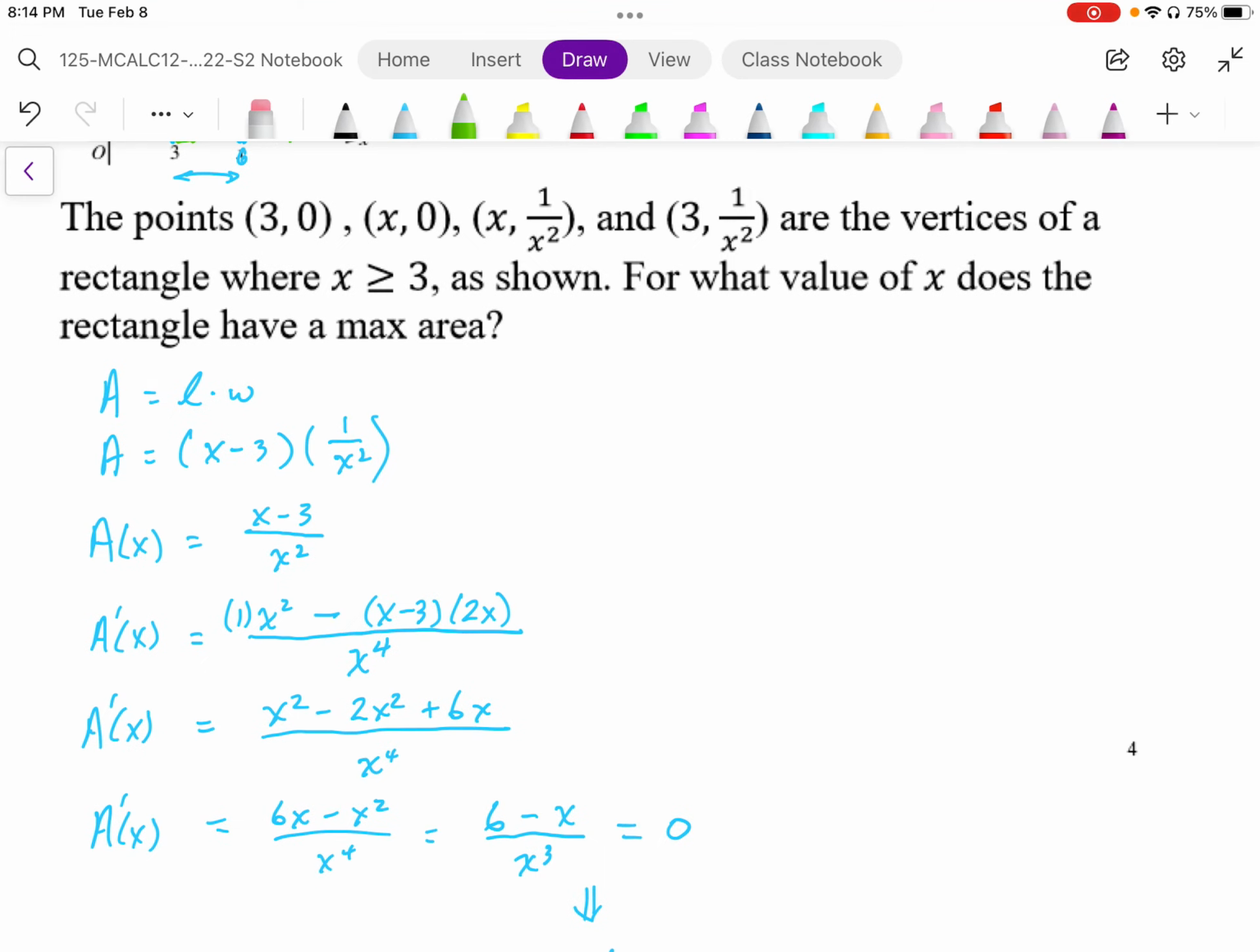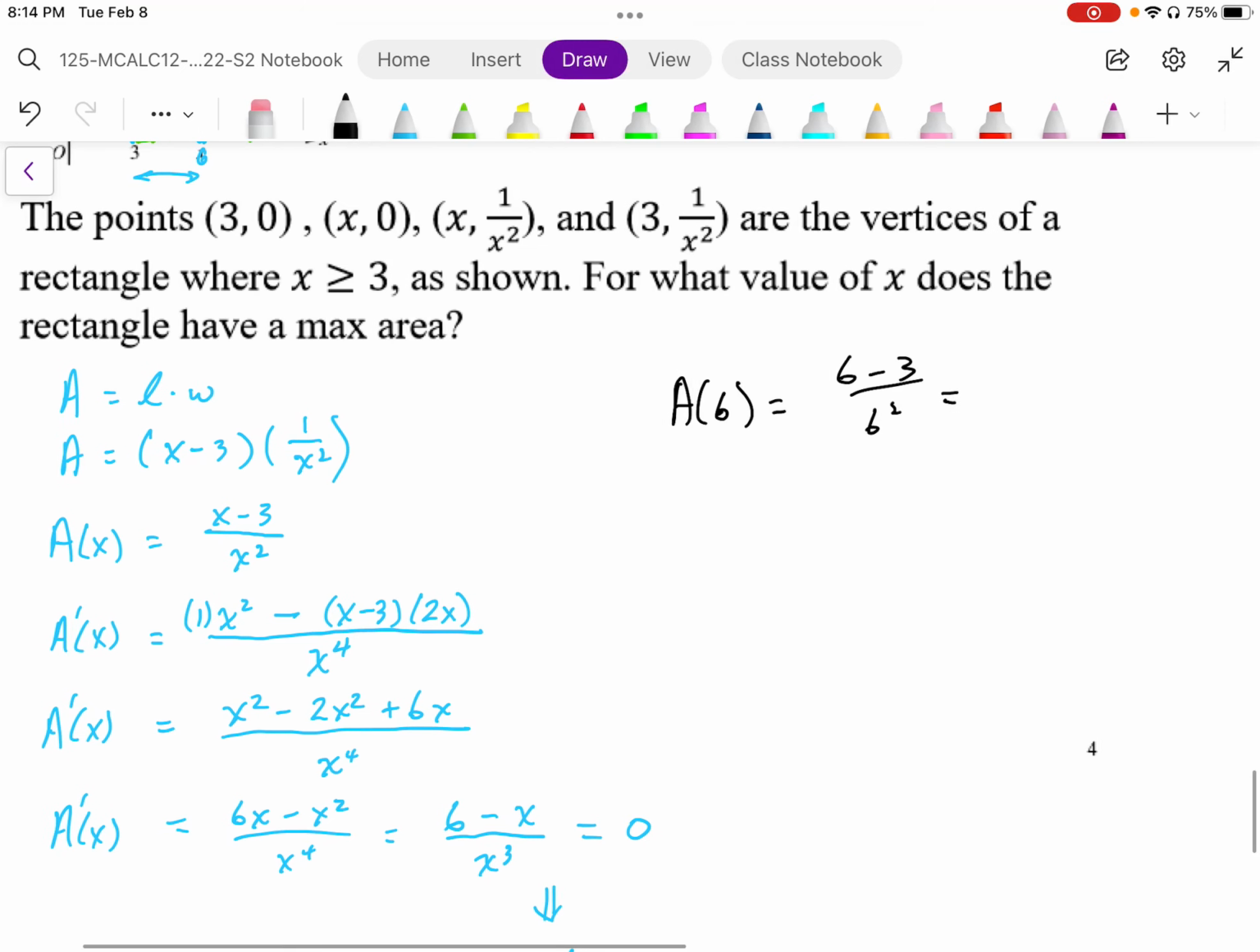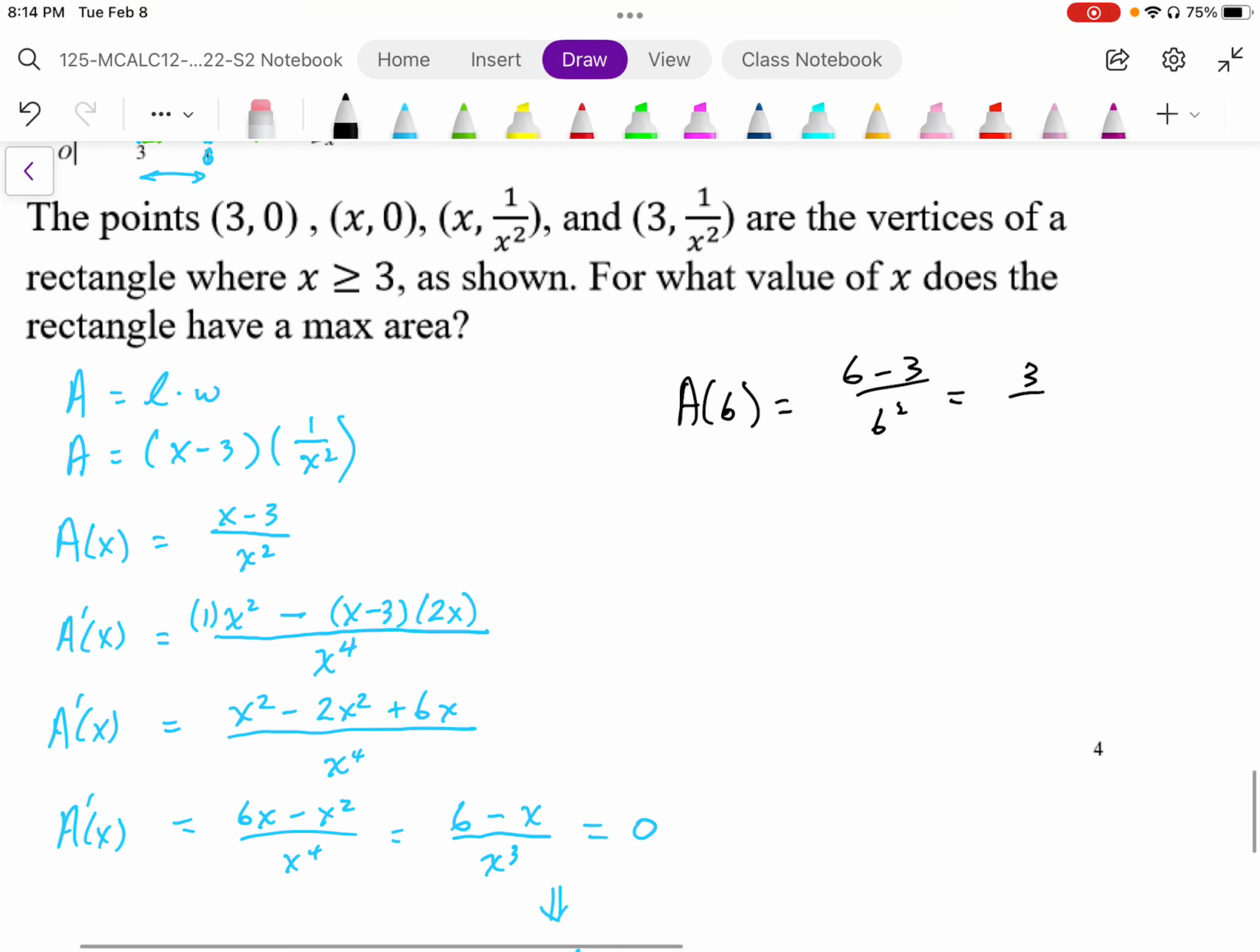Furthermore, we can actually calculate the max area by going back to the A of x equation and plugging in 6 into that equation, and we get an area. In this case, it looks like it's 3 over 36, or the area is 1 over 12 units squared.